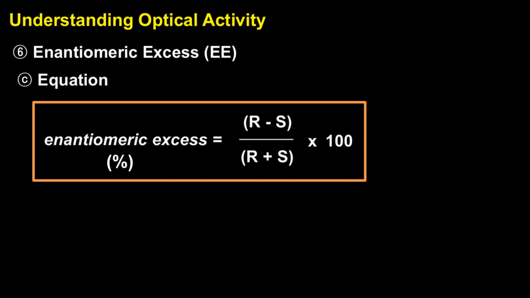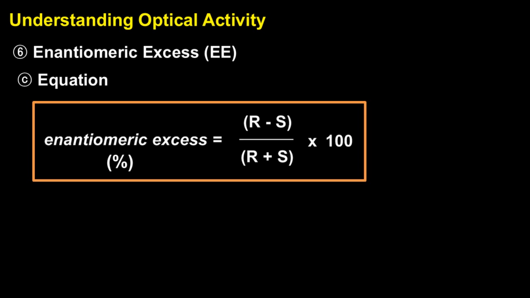For example, if we have a mixture with 70% of the R enantiomer and 30% of the S enantiomer, the EE comes out to 40%. That means 40% of the mixture is the excess enantiomer, while the other 60% is racemic, which cancels out in terms of optical activity.